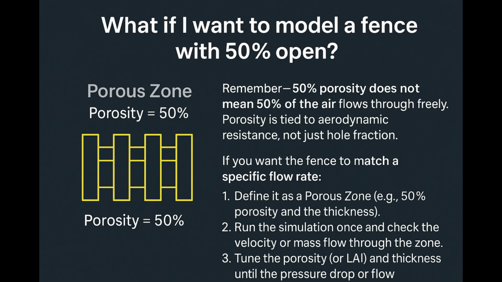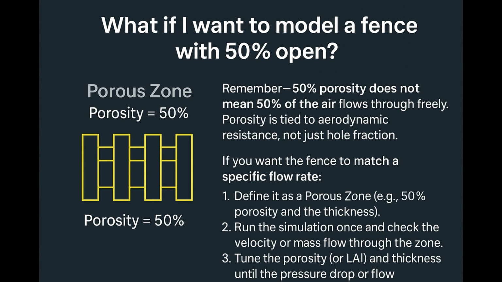Users often ask, what if I want to model a fence with 50% open? You can set it up as a porous zone and enter porosity equals 50% or pick an equivalent LAI. But remember, 50% porosity does not mean 50% of the air flows through freely. Porosity is tied to aerodynamic resistance, not just whole fraction.